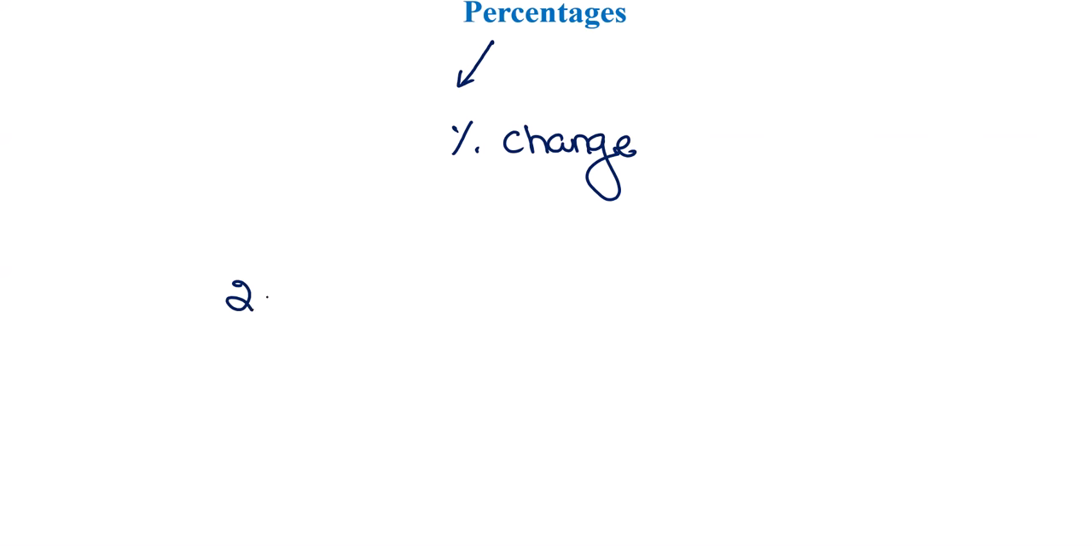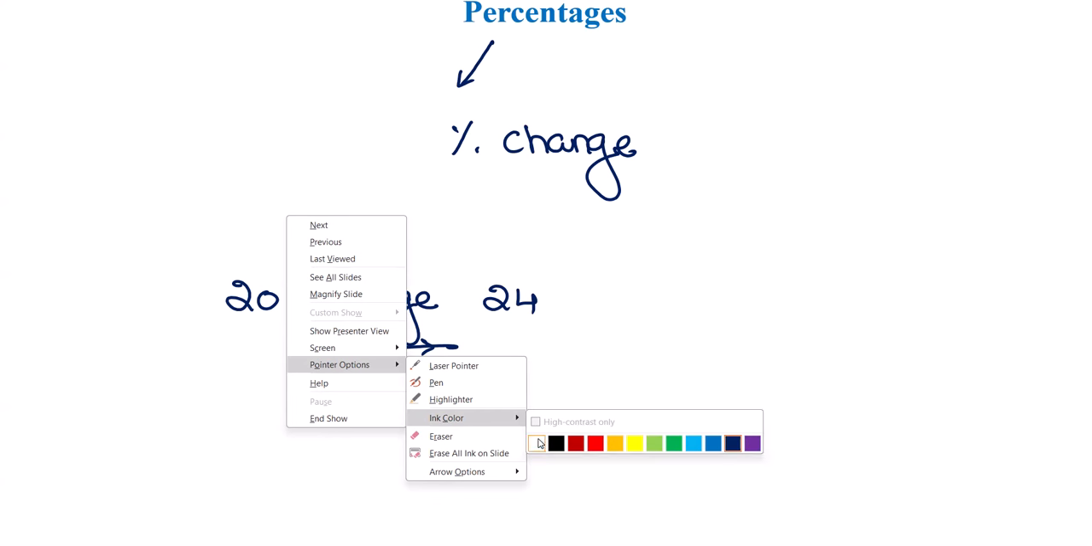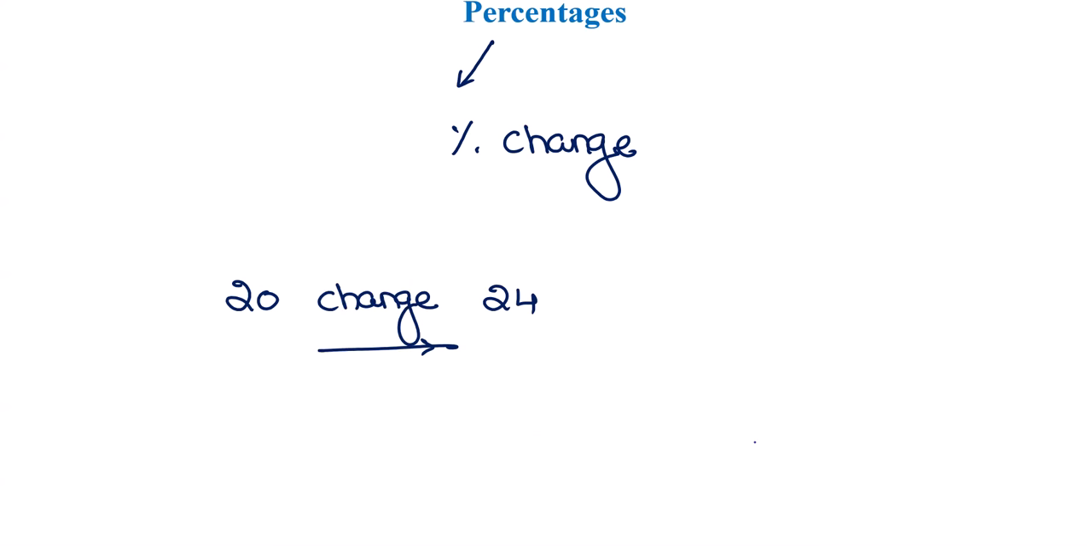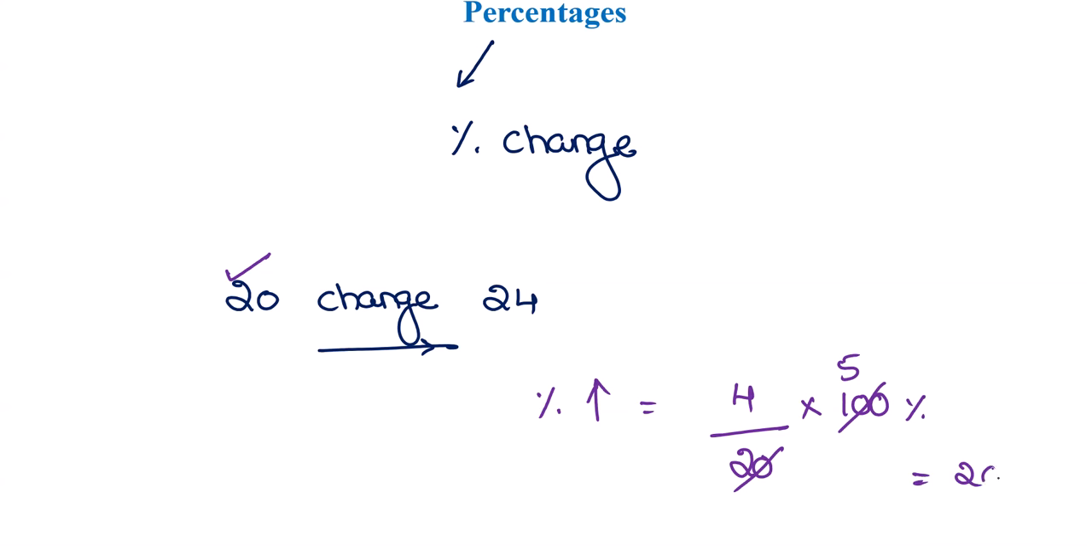Let's say 20 is changed to 24. What is the percentage change? It's a percentage increase, in fact. 20 becomes 24, so it's an increase. Percentage increase is how much it increased, 4, from where it increased, 20, so 4 divided by 20 into 100. This is how we have to calculate. The percentage change is 20%. 20 becoming 24 means a 20 percent increase.